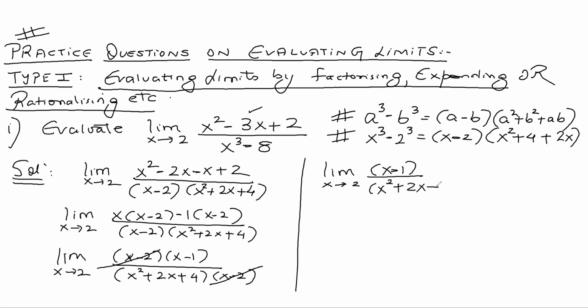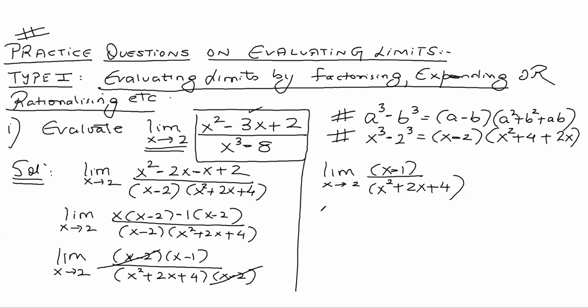So guys, this is what we get. Do you see why did we factorize? Because if you directly put x equal to 2 in this, denominator becomes 0. So exactly, that is why we had factorized it.